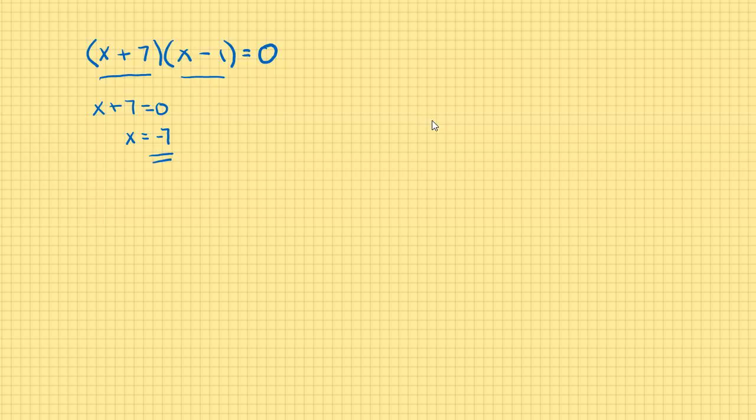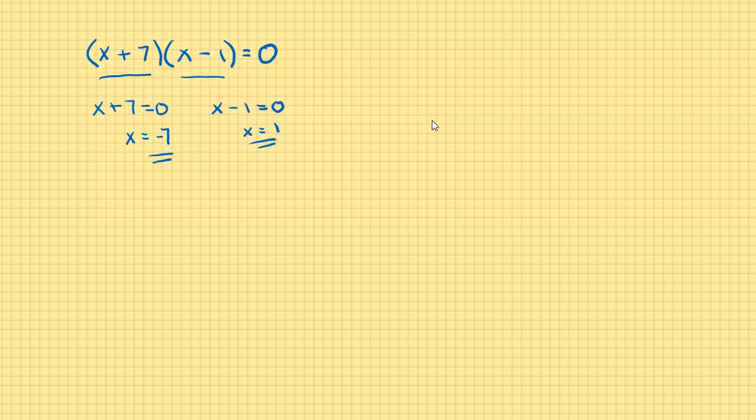And then x minus 1 equals 0. So you set each factor equal to 0 and then solve for x. It's pretty simple. Add 1 to both sides and you get x equals 1. So these are the zeros.